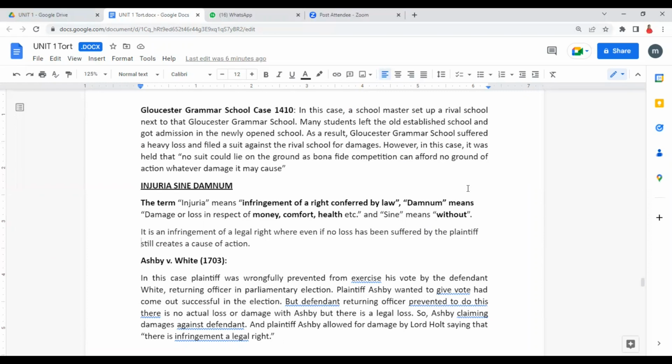Gloucester Grammar School case. But here, what happens is you cannot show it in terms of loss. Or it might be you have not suffered any actual loss, but what has happened is your legal right has been violated, and that is important. So even though you do not have any actual loss to be proved before the court, you can still file a case and claim for compensation because your legal right was violated. We will see one example for this.